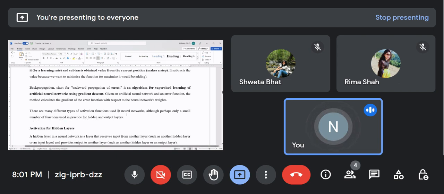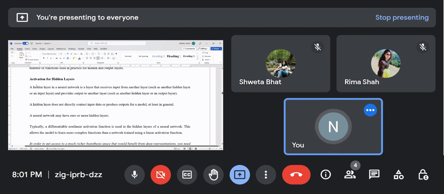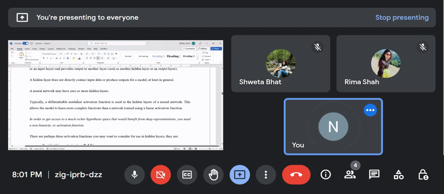There are various types of activation functions available in neural networks, and these activation functions work on the hidden layer and the output layer also. So we need to decide what to be done. A hidden layer does not directly contact the input data and produce the outputs for the model, at least in general.